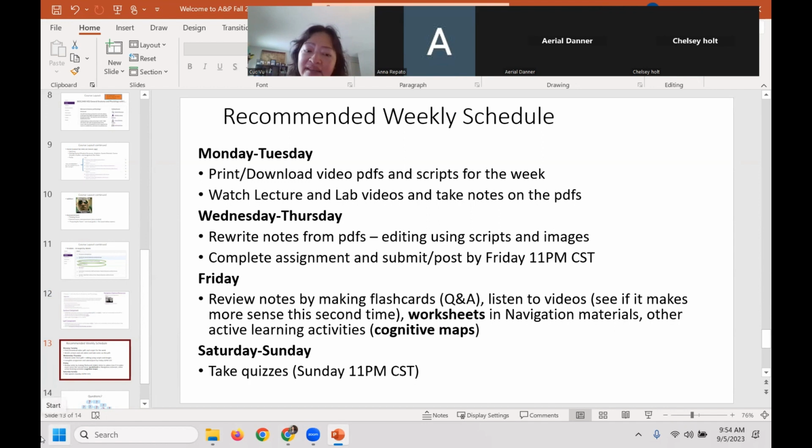Then Saturday and Sunday, some students take the quizzes real early, and that's completely fine. But you can also take it on Saturday and Sunday once you've had time to process the information. Okay, questions?